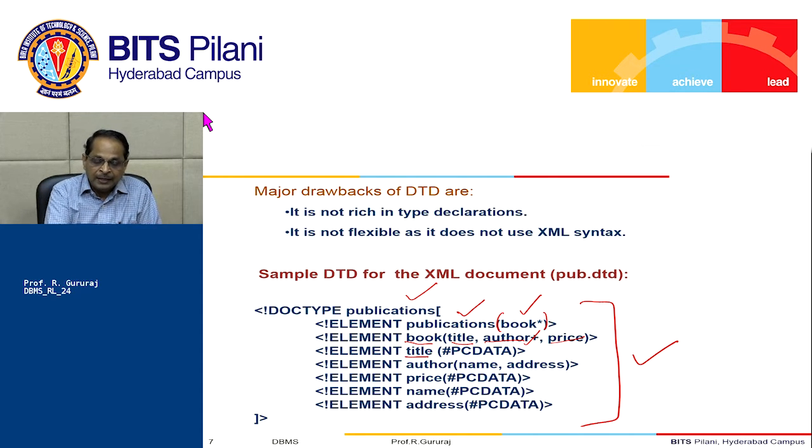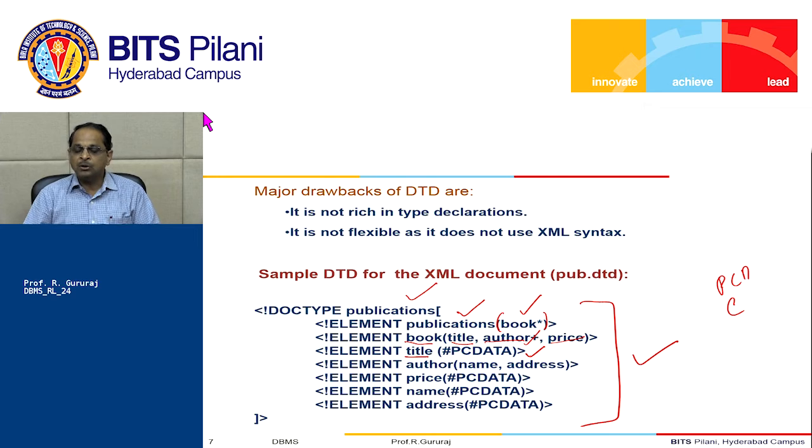If you look at it, title is a leaf element, not a complex element, and it is going to contain some string. The strings are indicated as belonging to the data type PCDATA, parsed character data. You have two data types, PCDATA and CDATA. There is a small difference between PCDATA and CDATA. Nevertheless, both are going to represent string constants.